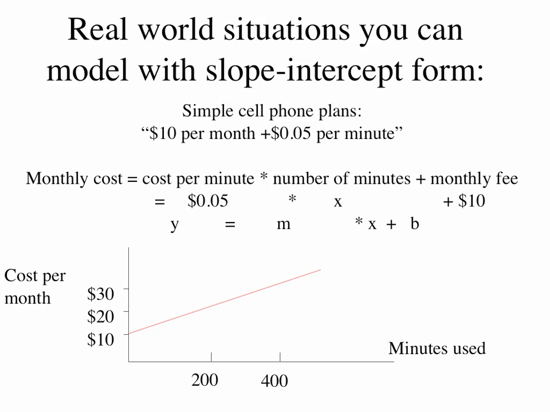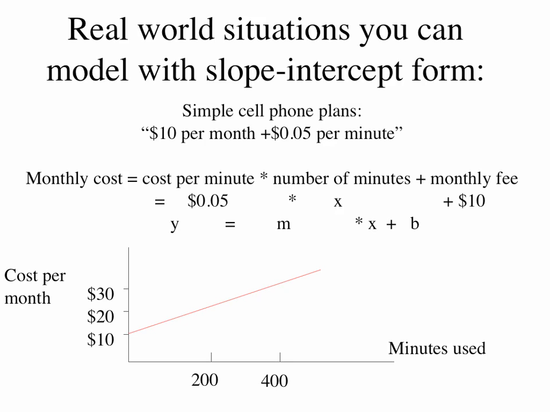So what's a real-world situation that we would use slope-intercept form to model? Well, cell phone plans typically follow a linear equation model. Typically, you pay a fixed monthly fee plus a number of cents per minute for each minute that you talk. So your total monthly cost is the cost per minute times the number of minutes plus that monthly fee.